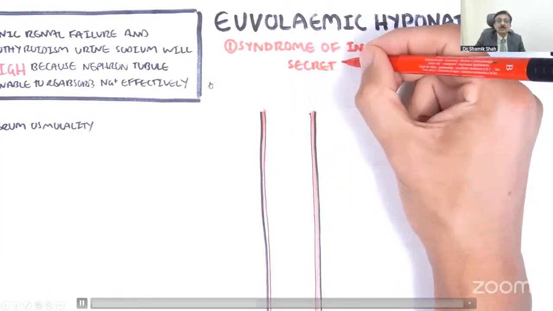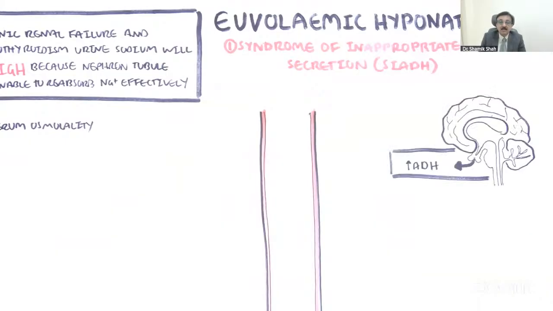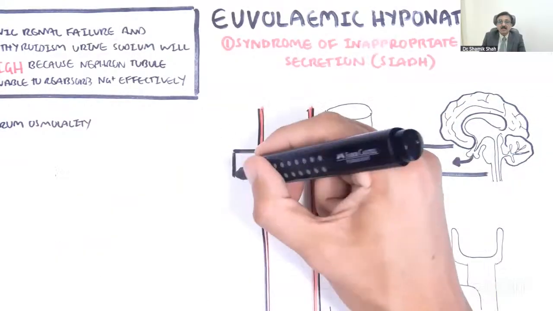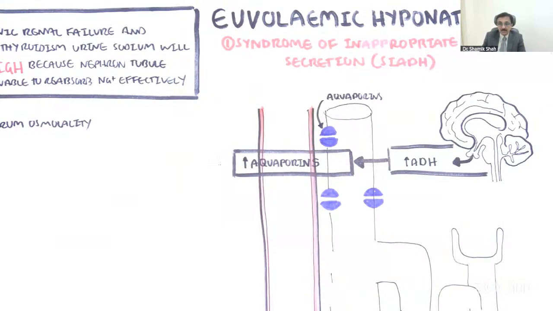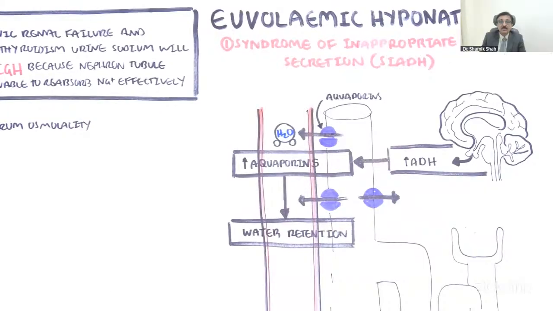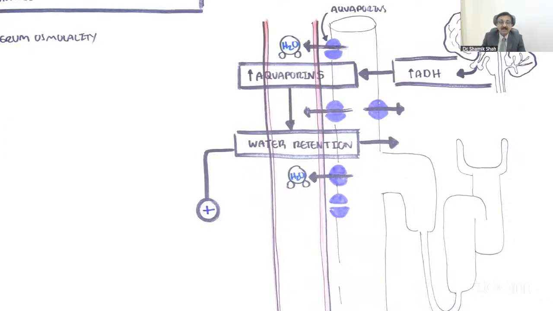Now, another important cause is a classification of euvolemic hyponatremia, and an important cause is the syndrome of inappropriate ADH secretion. So we know that antidiuretic hormone is produced in the brain, and this causes the expression of aquaporins. Aquaporins are channels in the distal convoluted tubule which help in reabsorption of water back into the circulation. So when there is increased ADH, there will be more aquaporins and more water will be retained.